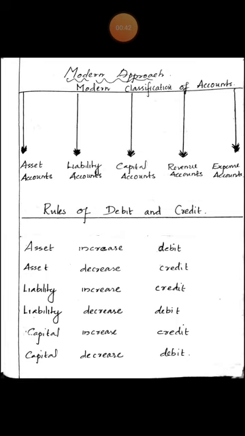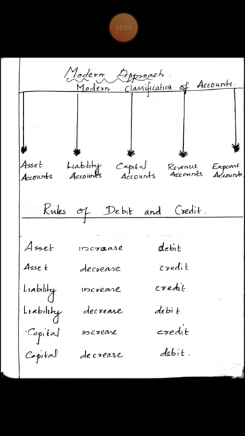First is asset accounts. What is an asset? Assets are the economic resources of an organization. So, asset accounts are those accounts which relate to the economic resources of an enterprise. Examples: land, building, plant, machinery, bank, cash, etc. Rule of debit and credit for asset accounts: debit the increases and credit the decreases.